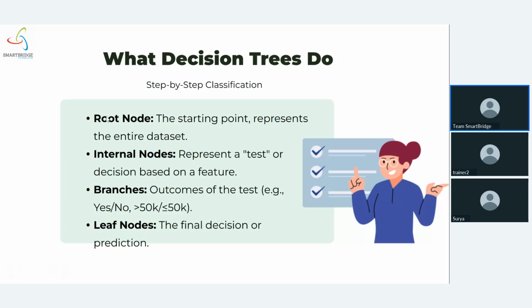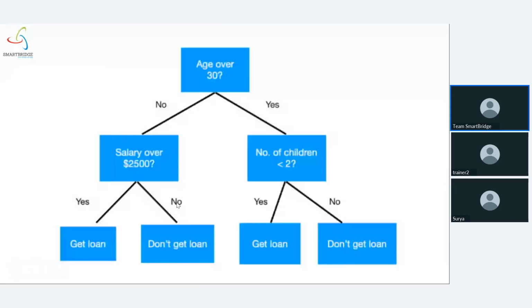So remember this: root node, internal nodes, branches, and leaf nodes. This decision tree is very helpful for everyone. Honestly, it is very easily understood by everyone because it is highly visual. So whenever you see this decision tree, you will clearly understand.